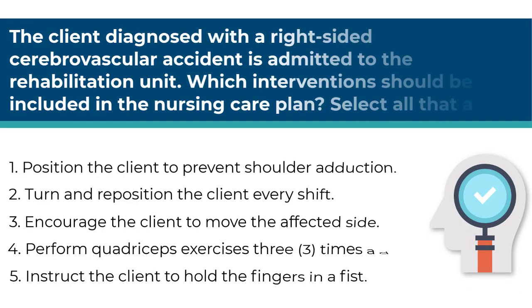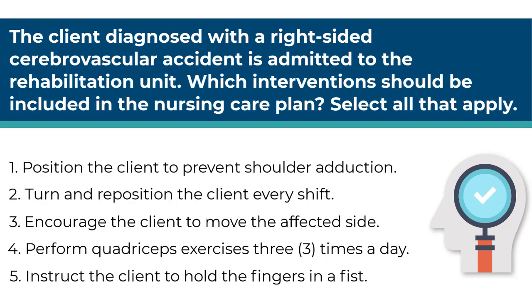Final question. The client diagnosed with a right-sided CVA is admitted to the rehabilitation unit. Which intervention should be included in the nursing care plan? Select all that apply. Number 1. Position the client to prevent shoulder adduction. Number 2. Turn and reposition the client every shift. Number 3. Encourage the client to move the affected side. Number 4. Perform quadriceps exercises 3 times a day. Number 5. Instruct the client to hold the fingers in a fist.